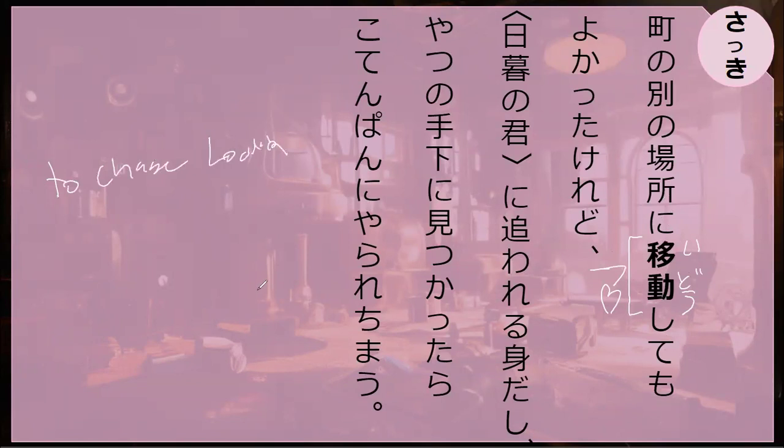It doesn't matter how you change the location. It just means the location you're in has changed. So it could say, "I moved from the living room to the bedroom," and you would use 移動する there. Whether you ran, teleported, flew, or walked there, we don't care. It's only about changing your location.